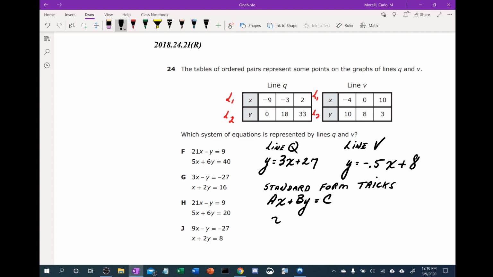There were little tricks we learned to find the x-intercept, the y-intercept, and the slope. And we're going to write these tricks out. The x-intercept is C over A. The y-intercept is C over B. And the slope is negative A over B.